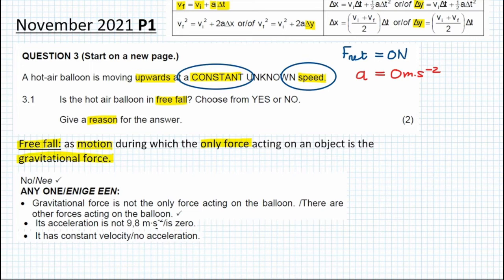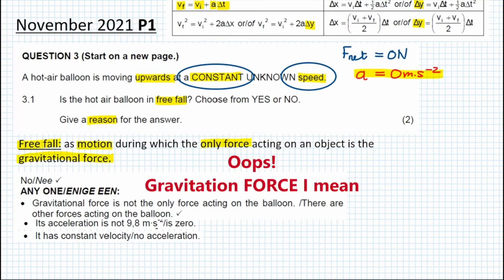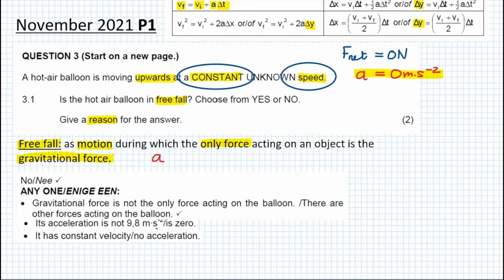And that is not because the hot air balloon is moving up, not necessarily because of that, but rather because, remember, we found out that the acceleration is 0 because the net force on the hot air balloon is 0. When an object is in free fall and the only force acting on it is the gravitational force, then the acceleration should be equal to the gravitational acceleration, which is 9.8 meters per second squared downwards. So since the acceleration is not 9.8 meters per second squared, we know that the correct answer is no.